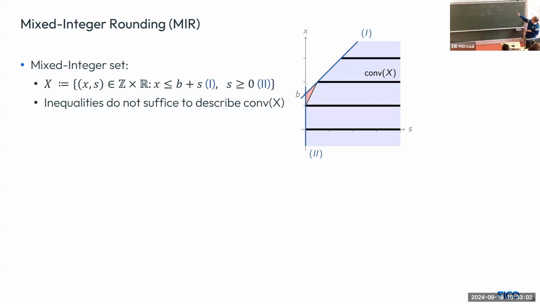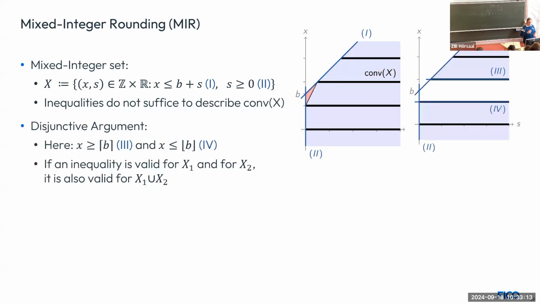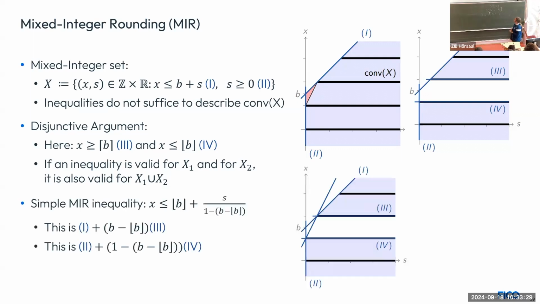So there's this tiny part here between this linear relaxation from these two inequalities and the actual convex hull. And I'll show you how you can close this gap by applying a disjunctive argument. So in the next line, we will first look at this part of the disjunction and then at this part of the disjunction.